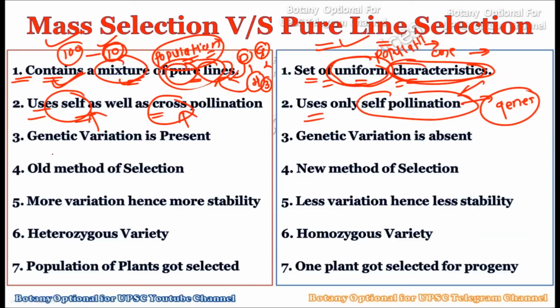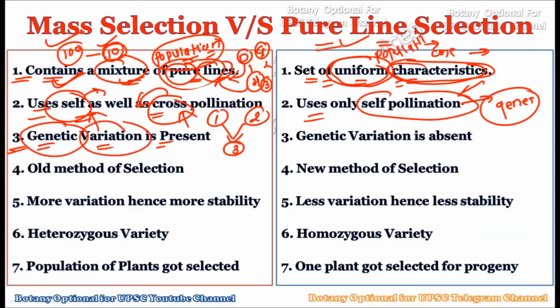So that brings us to the third point, that genetic variations are present, because there is self pollination as well as cross pollination involved. In cross pollination, two types of parents are involved to create a third species, and hence genetic variation is largely found in mass selection. While this type of genetic variation is generally absent in pure line selection, because at the beginning what we are selecting is only one plant, and once we select this particular plant which is showing the superior characteristics, we want to maintain the characteristics of that one plant only.